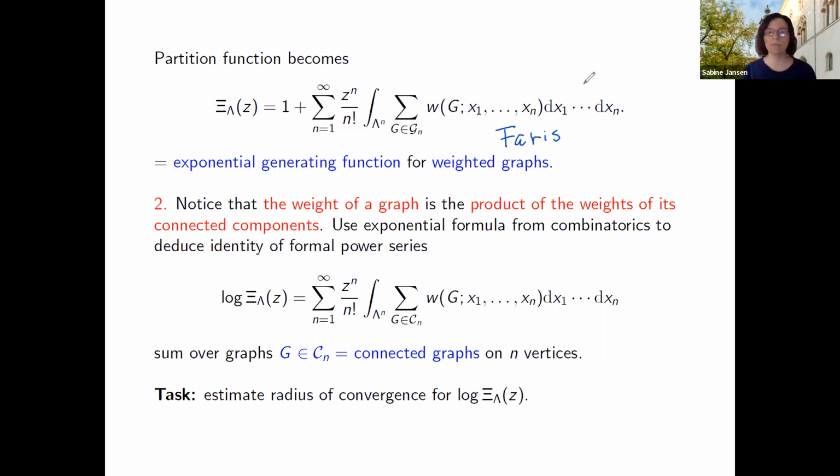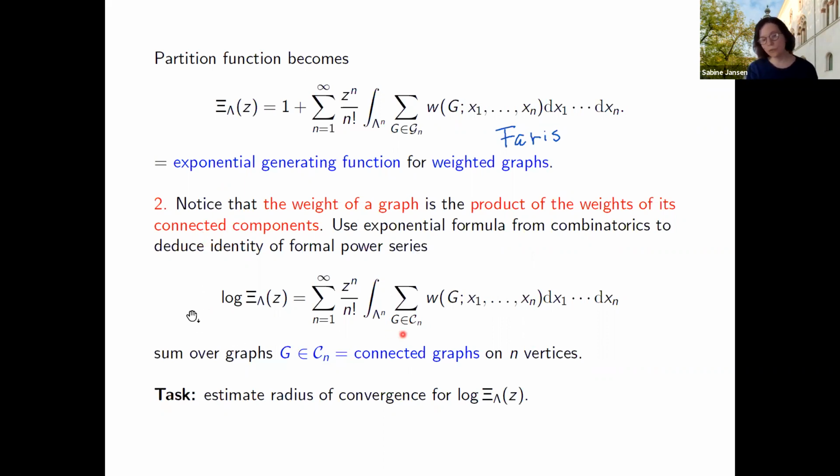And then comes step number two, which is a standard thing which appears in many different places, which is that whenever you have this kind of exponential generating function for a combinatorial object, taking the logarithm gives you the exponential generating function for the corresponding connected class of object. So if I call Cn the set of connected graphs on n vertices, then the logarithm of this thing is just given by the same series that we had before, but we only sum over connected graphs.